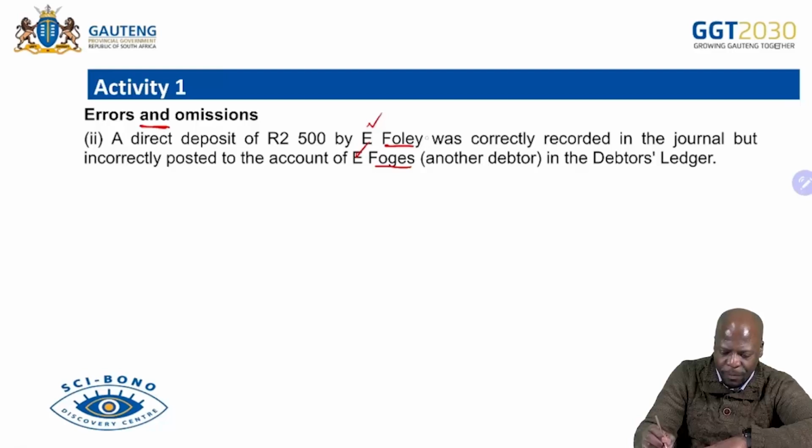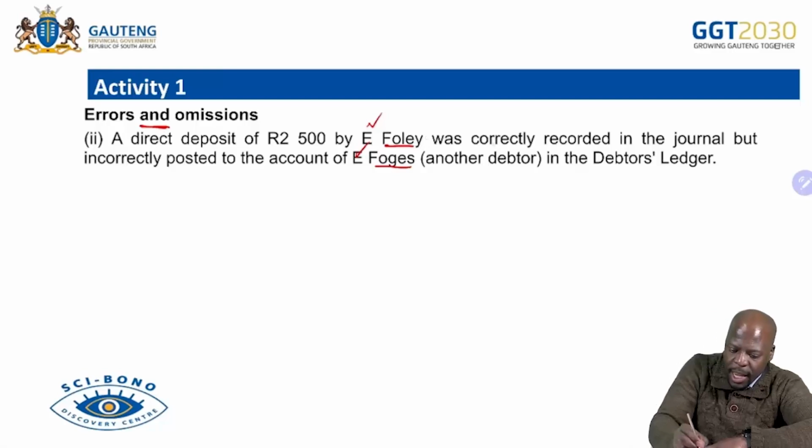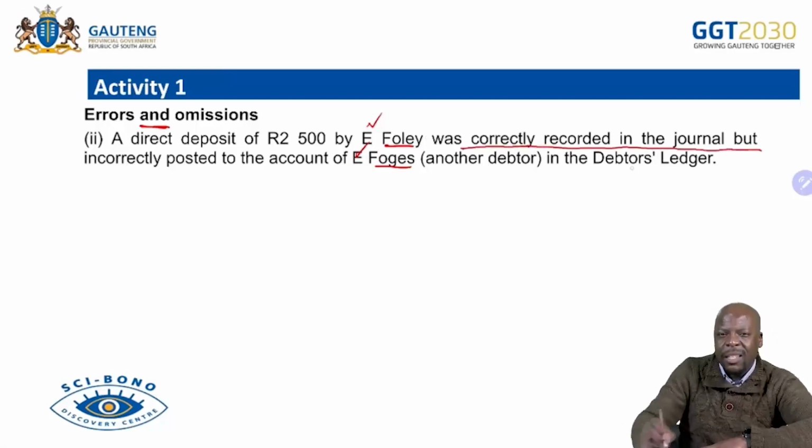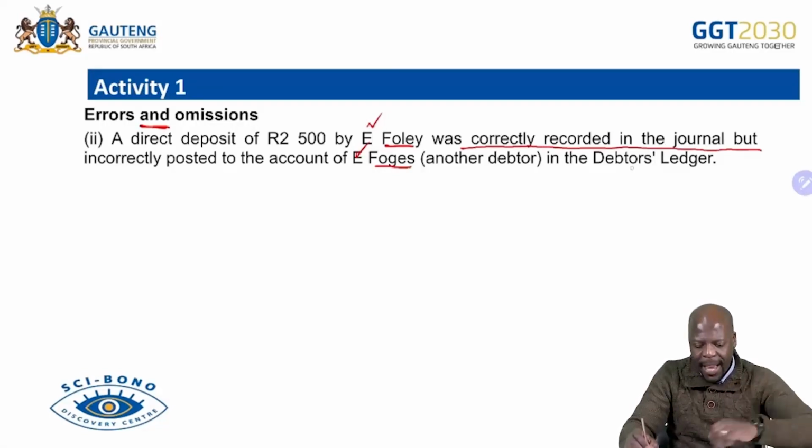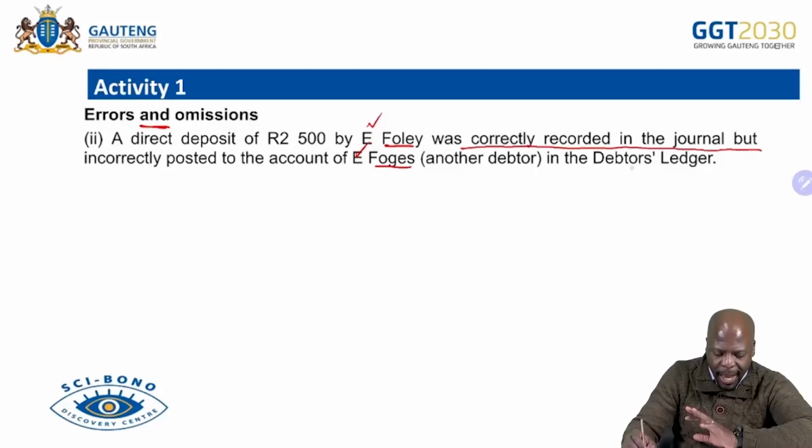Here is the clue. Number one, was the error in the control? No, because they say it was correctly recorded in the journal. That means our totals are fine. Once our totals are fine, that means our control is tops. And once that is the case, our error therefore has to be in the individual accounts. In the individual accounts, where are we looking? We're looking in the list.